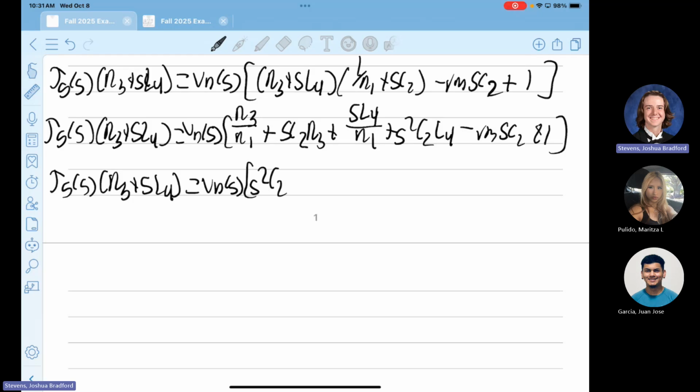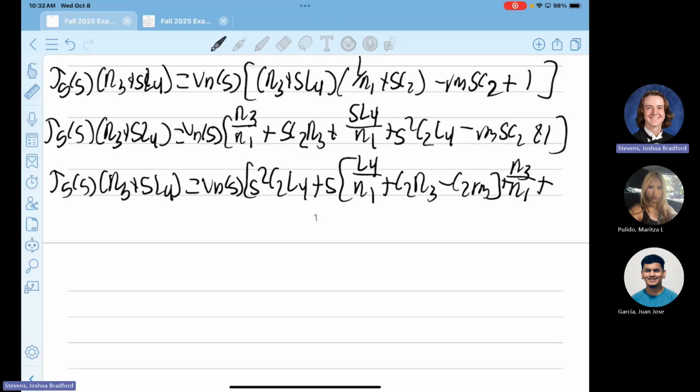Yep. S squared C2 L4 S. I'm going to group everything in the S's and just make one big term. So I have this term has an S, that term has an S, that term has an S. So I'm going to group it all together. Yep. L4 over R1 plus C2 R3 minus C2 RM. And then we have two terms without any S's. So then that'll go there. R3 over R1, that's a plus, and that's a plus 1. All right, what was the second part of what you said? All right, cool. How do we normalize it?